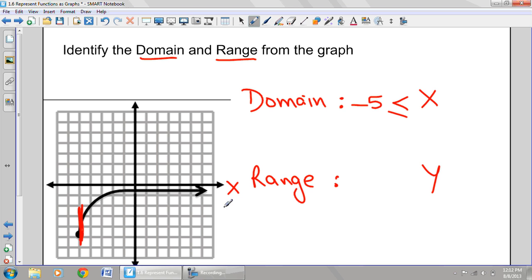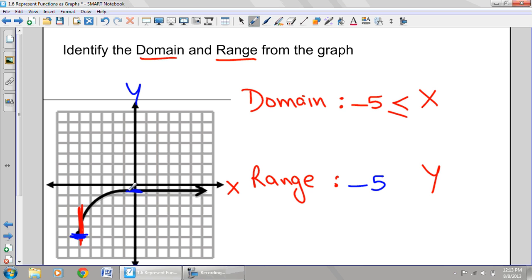Now look at the range. The range is the y values, y value being going up and down. Look at the line, it goes up, it goes down. So look at the highest most point, which is here, and the lowest point, which is here. The lowest point is negative 1, negative 2, negative 3, negative 4, negative 5.